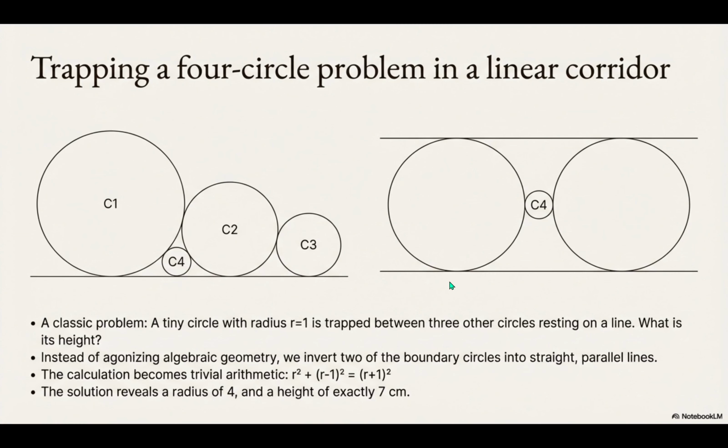Our tiny trapped marble is no longer sitting in a complex, curved valley. It is simply trapped in a perfectly straight, linear elevator shaft between 2 parallel walls. The complex geometry just collapses. When you work out the simple arithmetic of that flattened elevator shaft, you find that the parallel walls are exactly 4 units apart, which means the geometry of the bigger circles in our simplified world has a radius of 4.